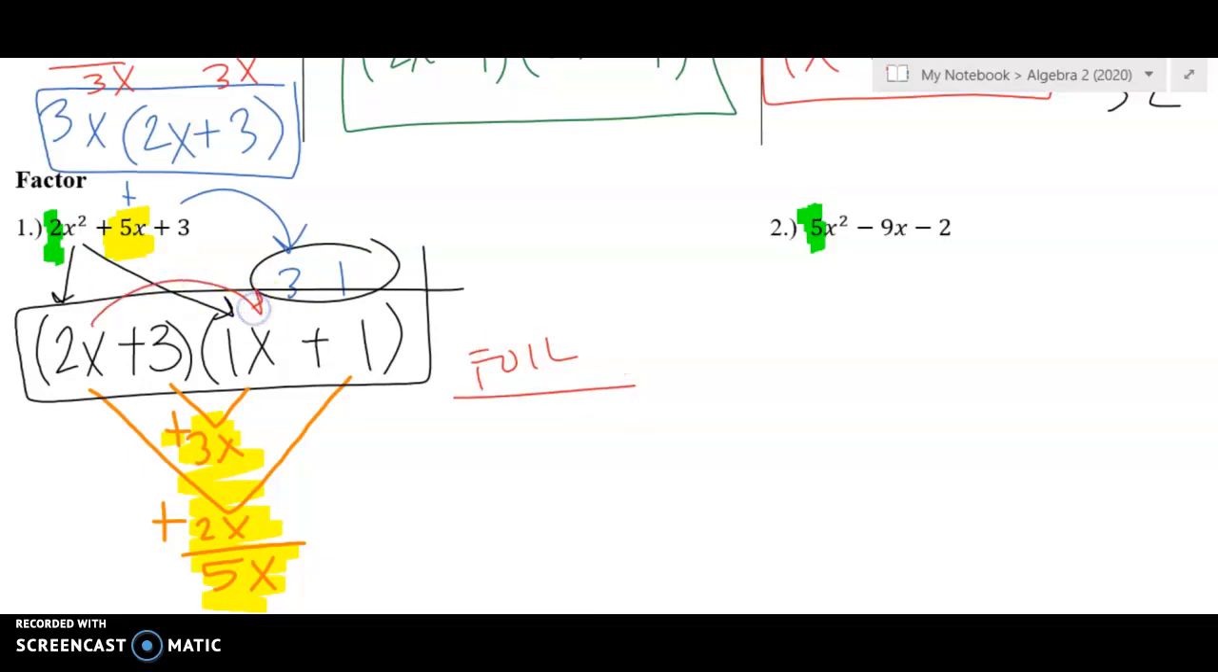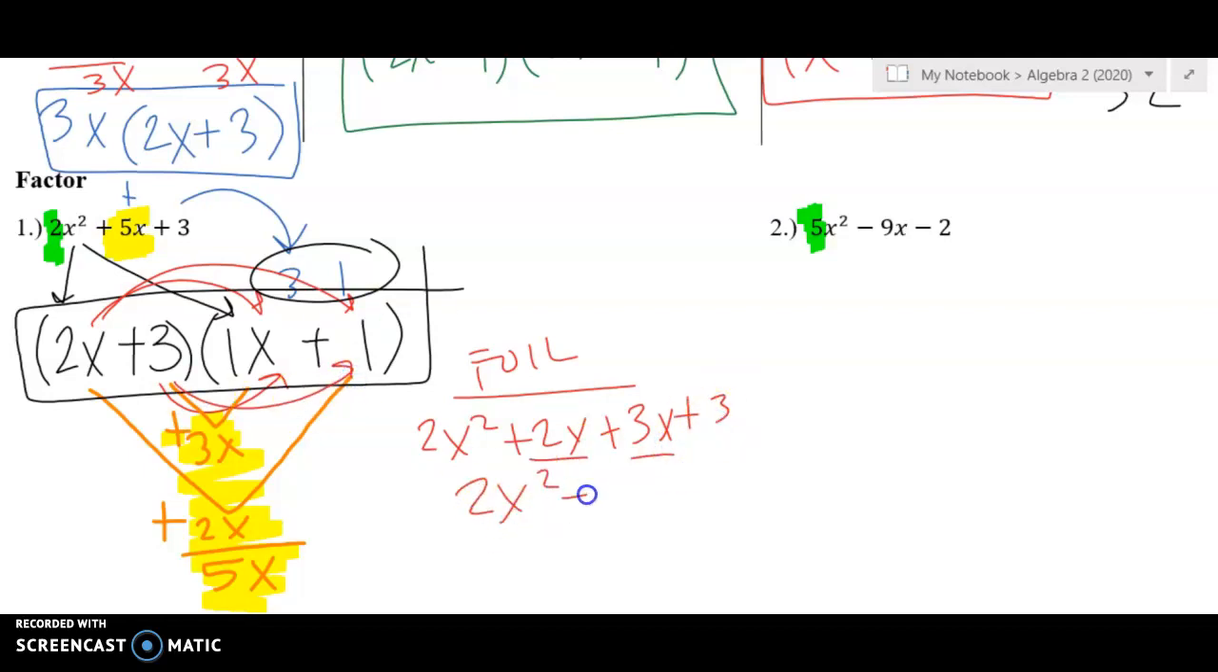2x times 1x is 2x squared. 2x times 1 is 2x. 3 times 1x is 3x. And 3 times 1 is 3. I can combine like terms. And I get 2x squared plus 5x plus 3, and that's an exact match to the beginning, so that means I did it right. Again, the red part is how you would check your work.